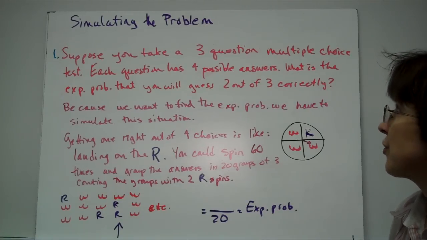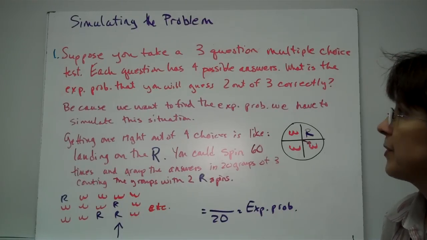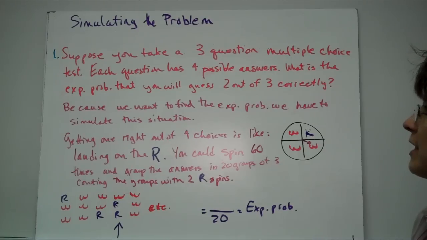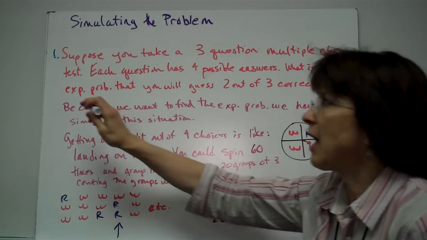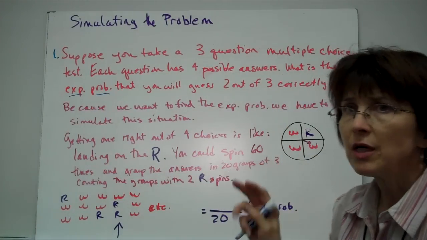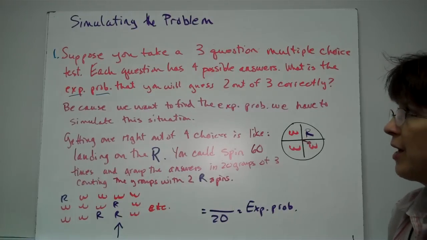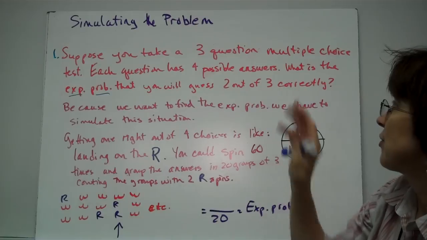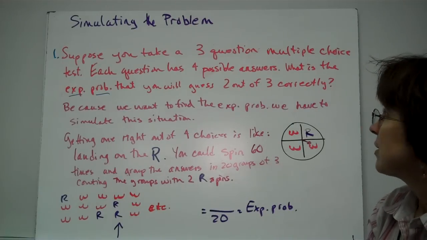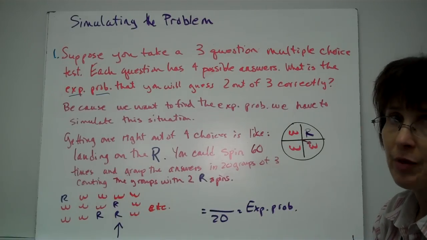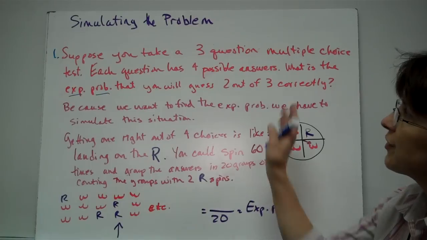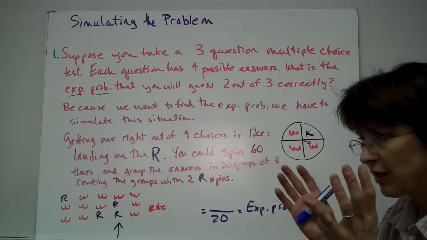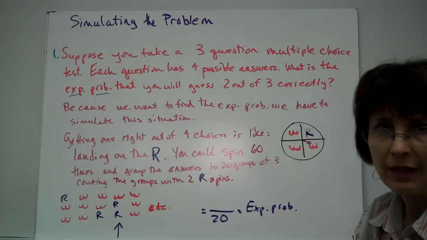All right, suppose you take a 3-question multiple choice test. Each question has 4 possible answers. What is the experimental probability, not the theoretical? Theoretical, we can just figure out with numbers. But when it asks for the experimental probability that you will guess 2 out of 3 correctly, we have to actually do an experiment. And this assumes that you're just guessing. You have no idea, and each question is equally unknown to you.